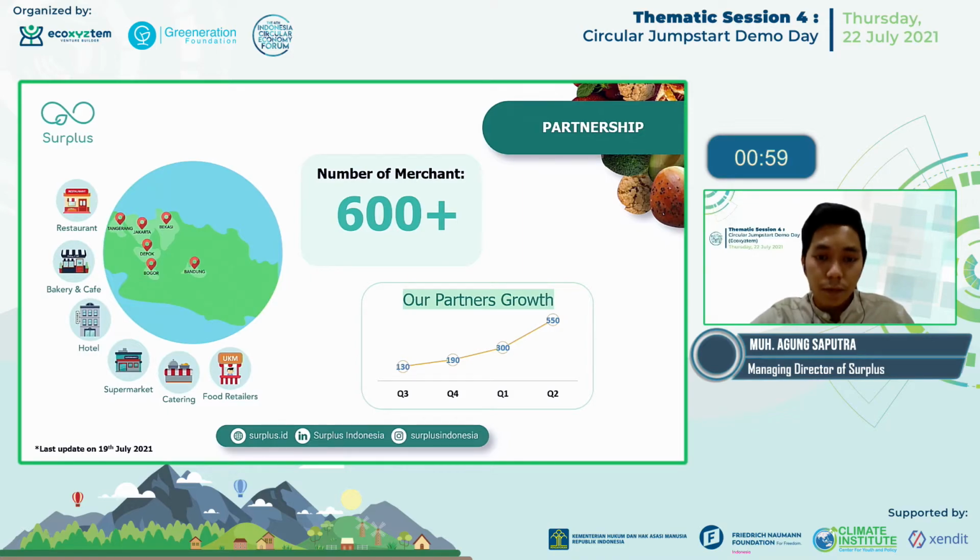So in terms of the partnership, we have been partnership with 600 merchants. They consist of restaurants, bakeries and cafes, hotel. GrabFood and GoFood haven't reached the hotel market yet. So it's going to be a huge opportunity for us. And there's a supermarket, catering and food retailer or SMEs as well. Next.